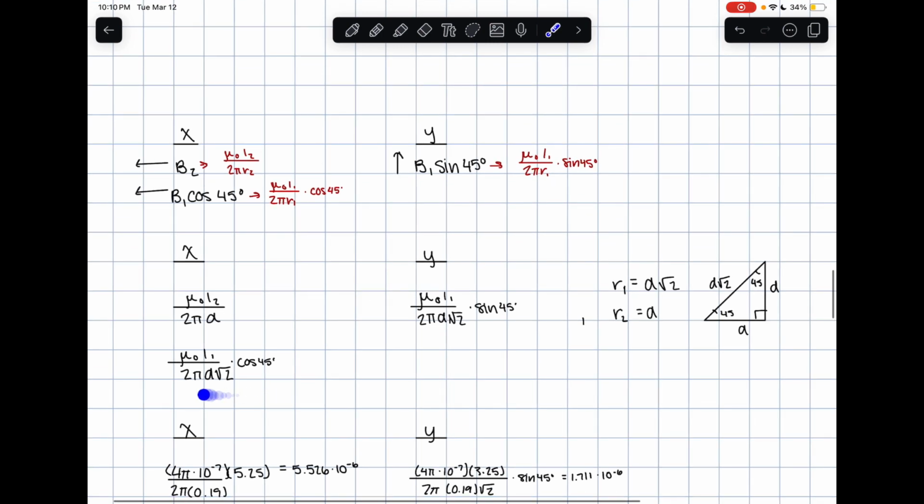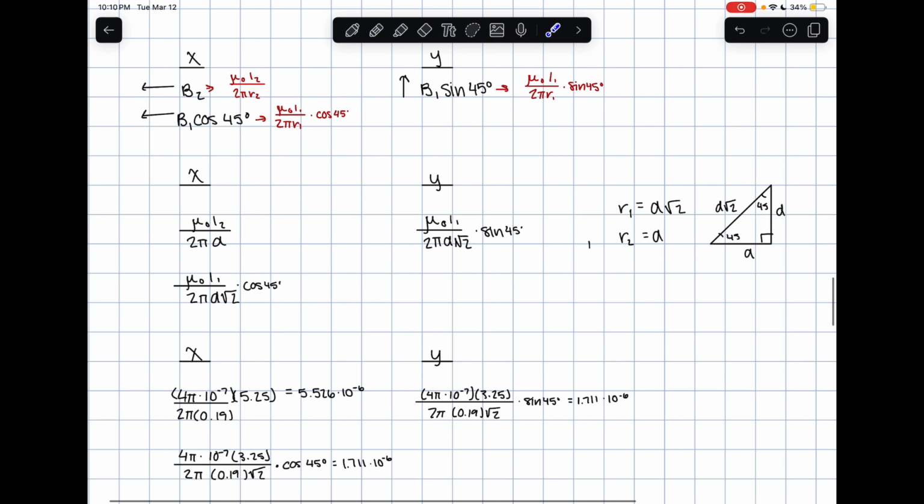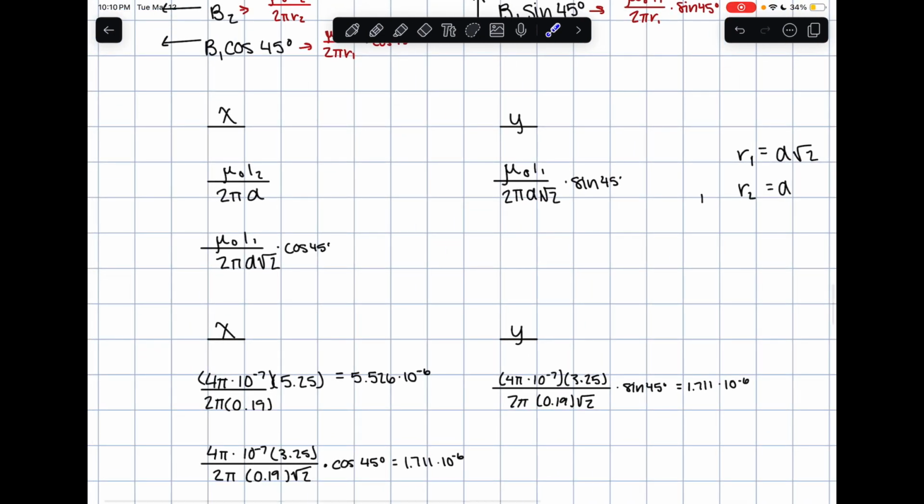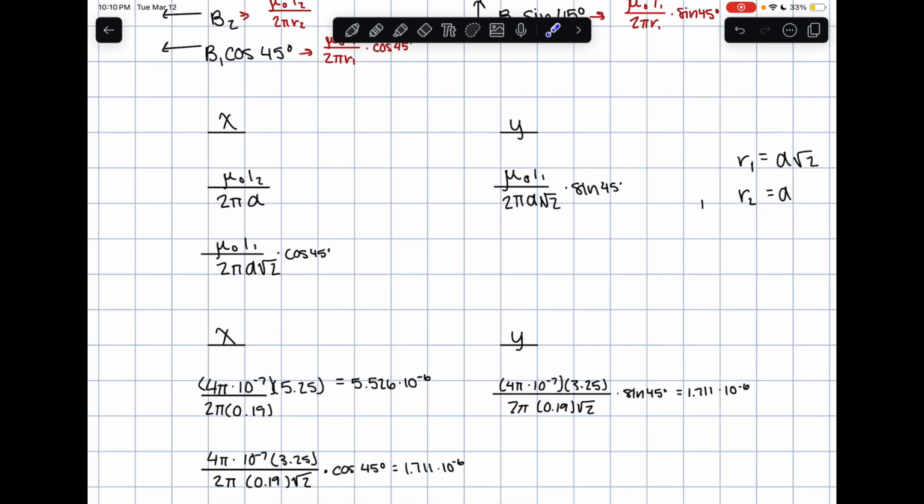Then, after we rewrite our equations, now simplified with the D, we can start plugging in our givens. So let's start with the x's. For our first x equation, we're going to plug in the constant mu naught, the given current for I2, and put it over 2 pi times the distance, which is 0.19 meters. And we're going to get 5.526 times 10 to the negative 6 Teslas.